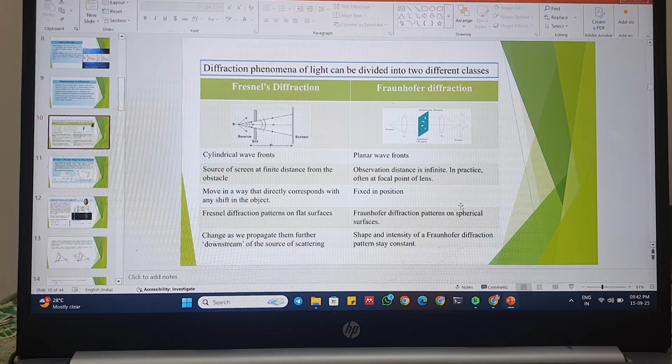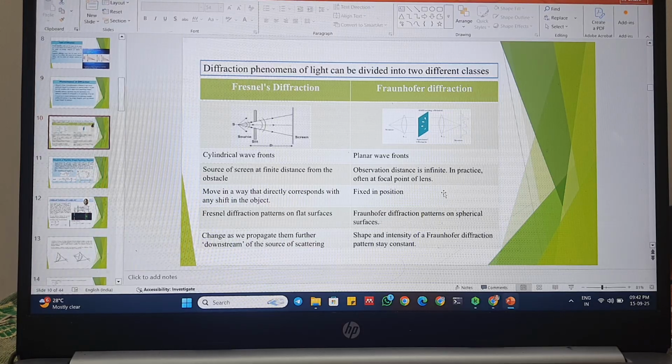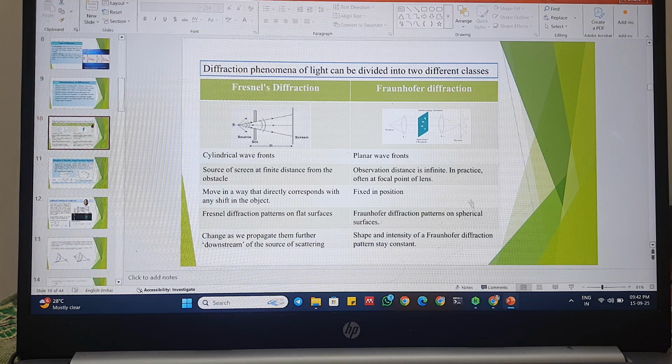Here we discussed the diffraction phenomena, the difference between interference and diffraction, and the types of diffraction, that is Fresnel diffraction and Fraunhofer diffraction. Dear students, we can discuss Fraunhofer diffraction in the next class.